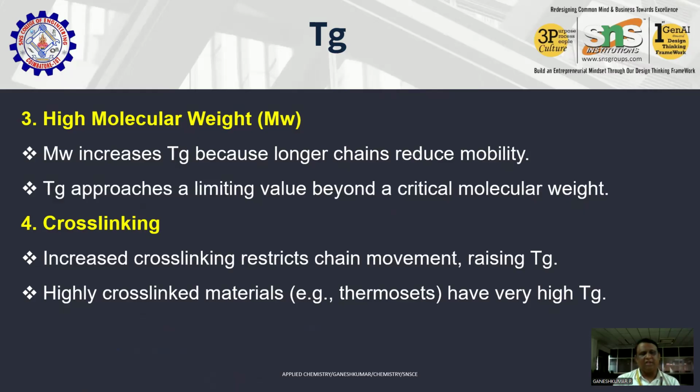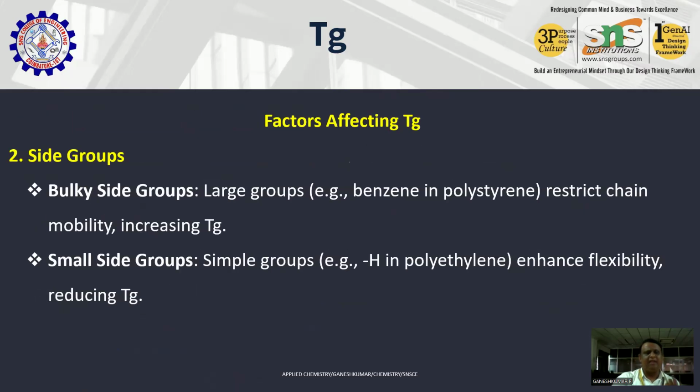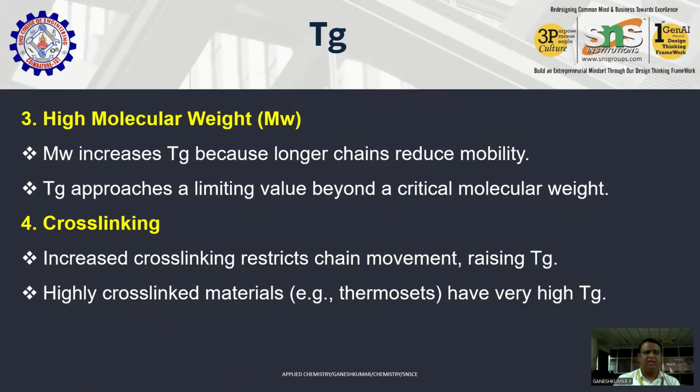So what about the cross-linking? The cross-linking can be compared with the bulky side groups. Increased cross-linking restricts the chain movement, then TG rises. When this is less, TG is less. So with high cross-linking, it becomes a thermosetting plastic, thermosets. They withstand high temperature and have high TG, like Bakelite, which is used in cooking utensils.